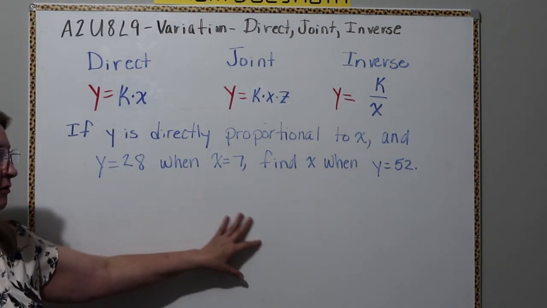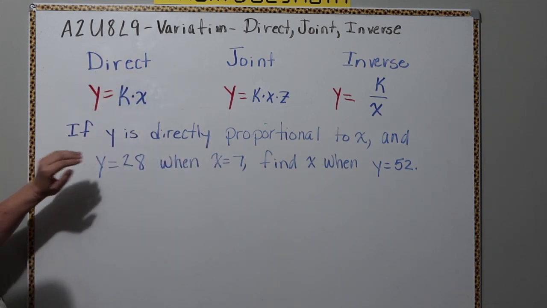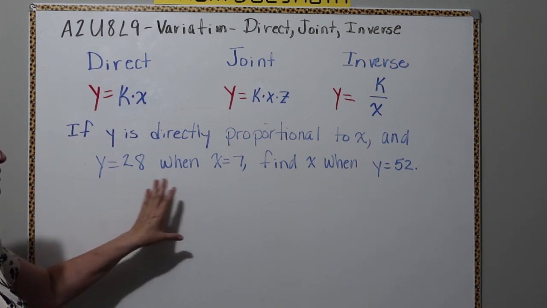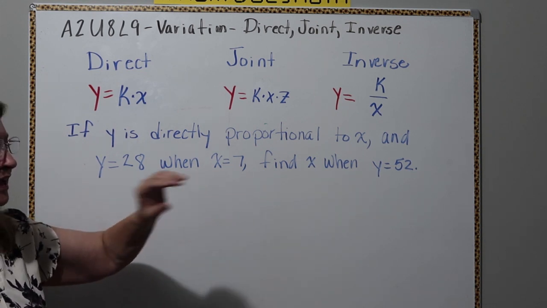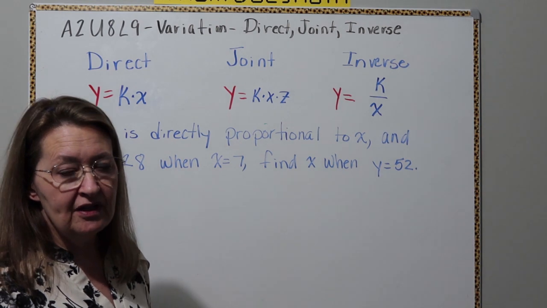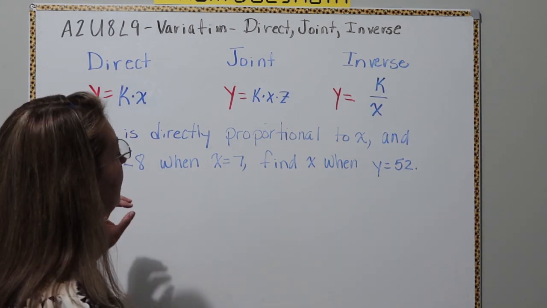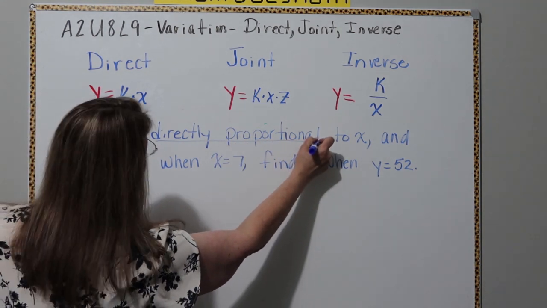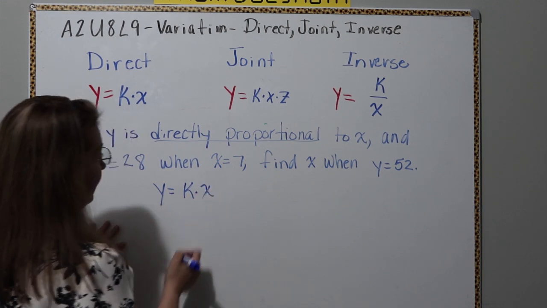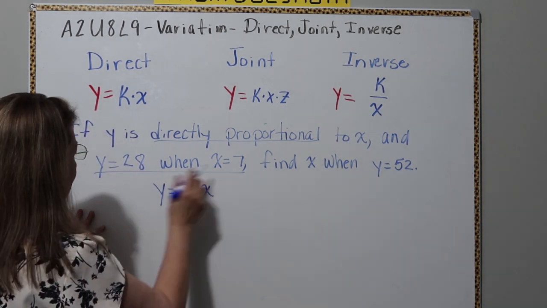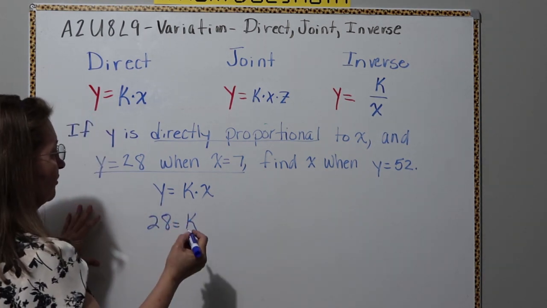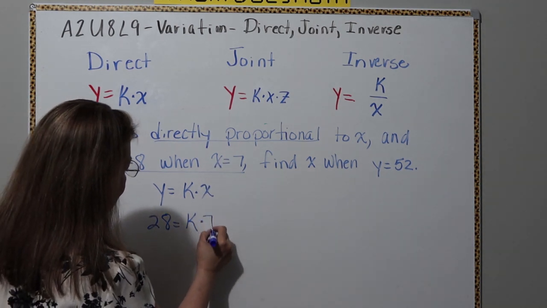So now let's work a problem involving these models. If y is directly proportional to x, and y is equal to 28 when x is equal to 7, find x when y is equal to 52. Now you have two different scenarios going in here. You have a given scenario, and then you have a what if scenario. So since we're told that it's directly proportional, we're going to be using y equals k times x. So let's take our first instance here. Y is 28, so let's plug that in. We don't have a k, so leave it k, but x is 7.